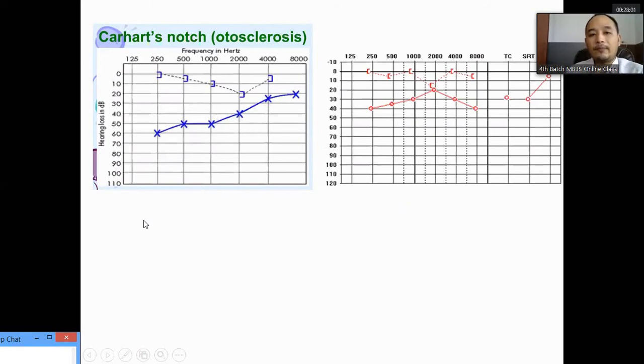Now a specific pattern of pure tone audiogram, especially you remember this Carhart's notch in otosclerosis. In otosclerosis, there's a specific sign at 2000 Hz. There is a dip, a notch in the bone conduction. This is the bone conduction of the left ear. This is a masked symbol. Here also, this is of the right ear. Everything is in red. This is bone conduction. The dip or the notch at 2000 Hz in bone conduction of pure tone audiometry is Carhart's notch, and this is seen in otosclerosis.